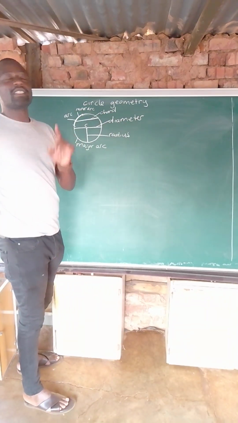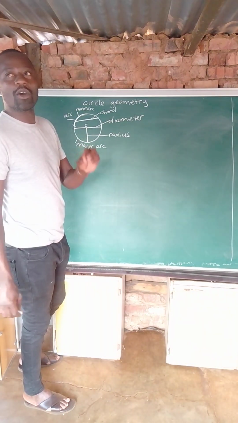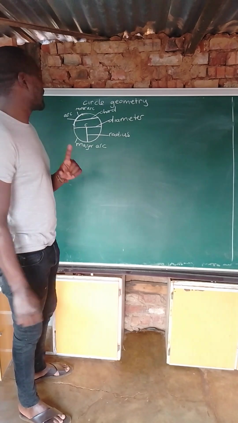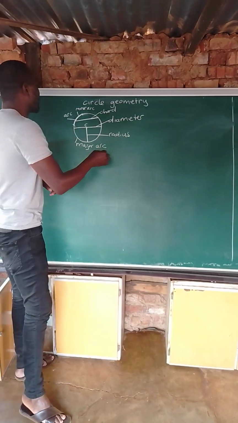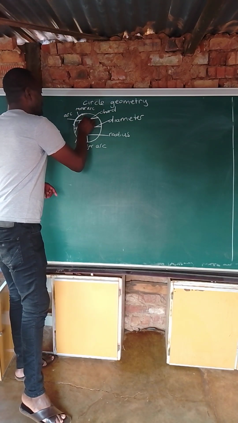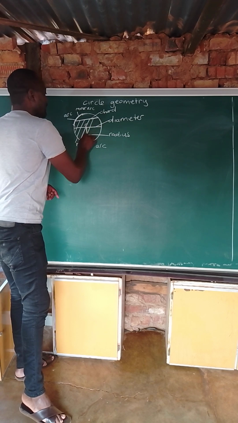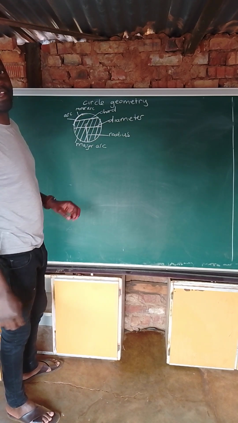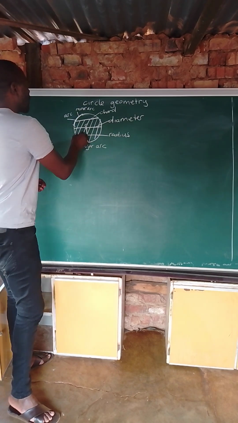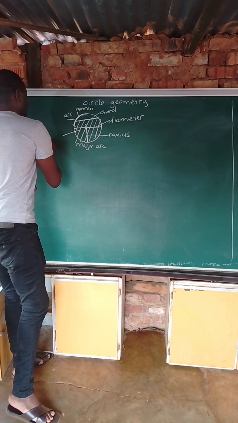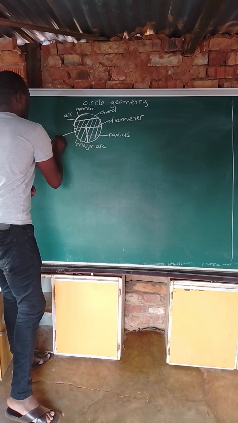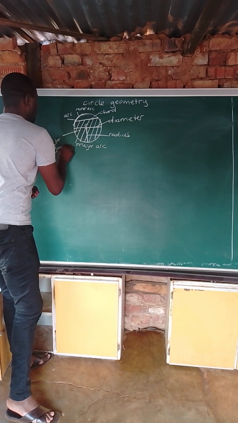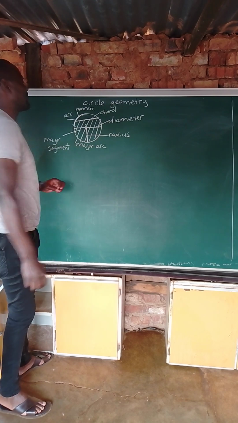A chord divides a circle into two segments. I'm shading this part. All this part which I have shaded right now, we call it a major segment.